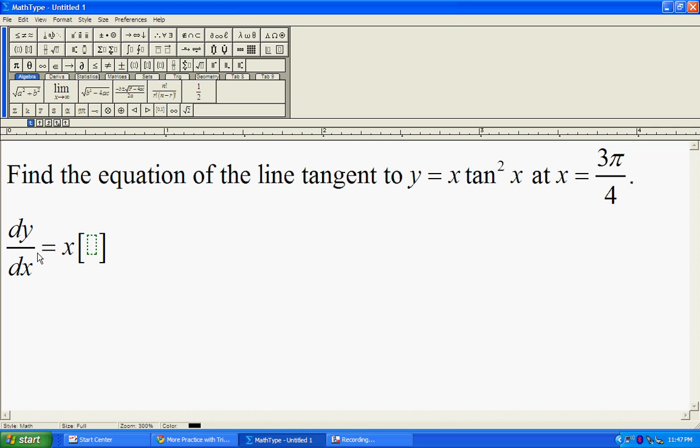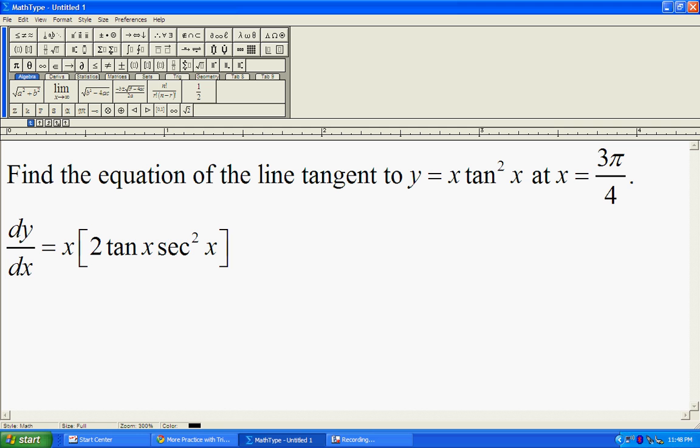So we're going to start by deriving the outer function, which is the squared function. To do that, we use the power rule. So we have 2 tan of x. But then we have to derive the inner function, tan of x, and what we end up with is the square of secant. So the derivative of tan squared of x is going to be 2 tan of x secant squared of x.